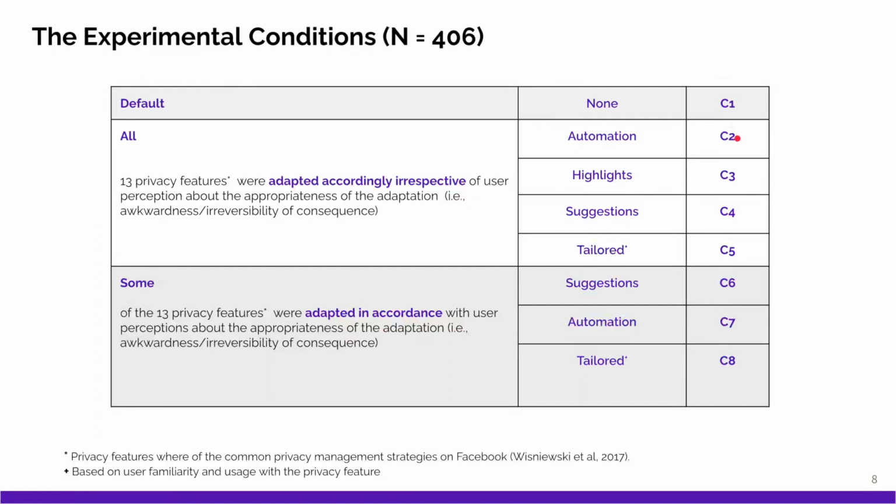For the other conditions, where you see the all, we aimed to adapt 13 privacy features, and based on these conditions from C2 to C5, we adapted them accordingly, irrespective of whether the user perception about the adaptation of that privacy feature was appropriate or not.